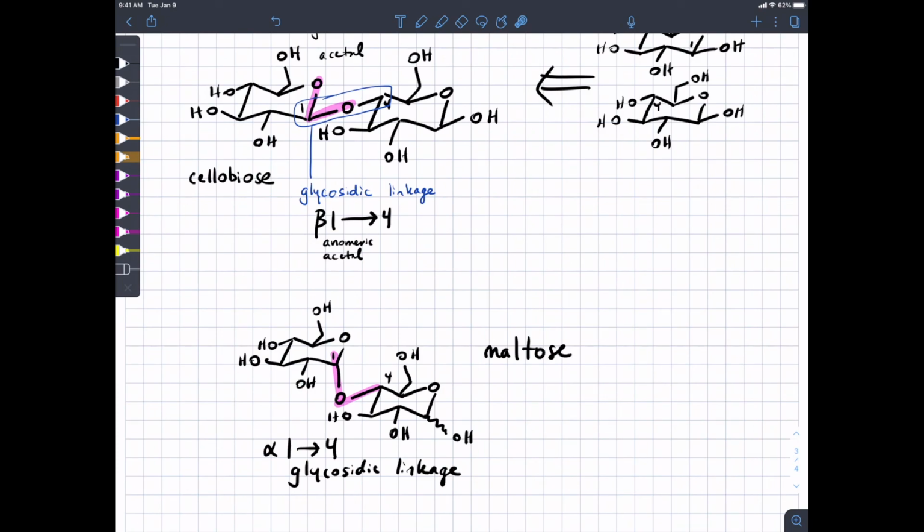Yeah? Are there molecules that will alternate between alpha and beta? Not generally in a linear fashion like that. There are other complicated carbohydrates that have both types of linkages, but yeah.